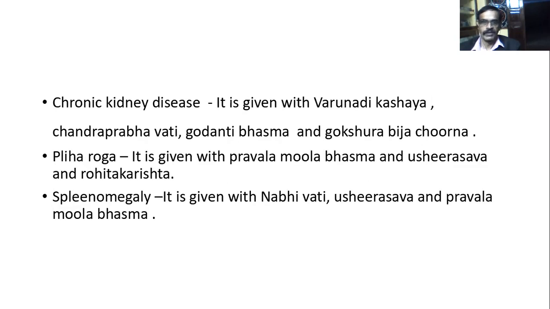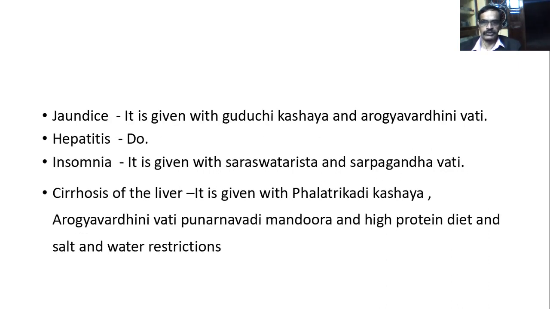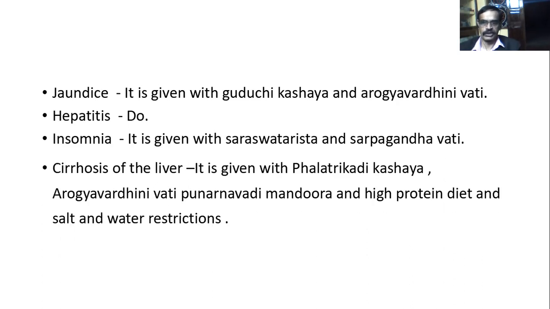In ascites and chronic kidney disease, it is given with Varunadi Kashaya, Chandraprabha Vati, Yavakshara, and Gokshura Beeja Churna. In Pliharoga, splenomegaly, it is given with Pravala Bhasma, Ushirasava, and Rohitakarishta. In splenomegaly, it is also given with Nabhivati, Ushirasava, and Pravala Bhasma. In jaundice, it is given with Guduchi Kashaya and Arogyavardhini Vati. In hepatitis, the same medicines. In insomnia, it is given with Saraswatarishta and Sarpagandha Vati. In cirrhosis of the liver, it is given with Patolakaturohinyadi Kashaya, Arogyavardhini Vati, Punarnavadi Mandura, a high protein diet, and salt and water restriction. In jaundice, it is given with Guduchi Kashaya and Arogyavardhini Vati.